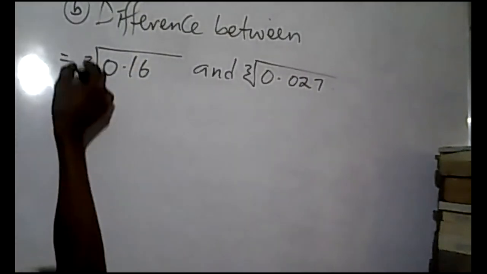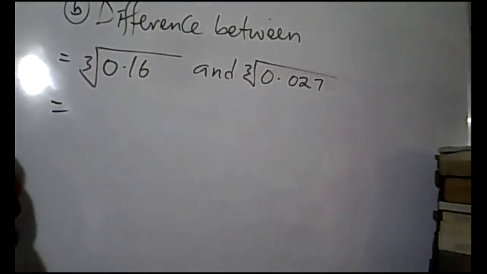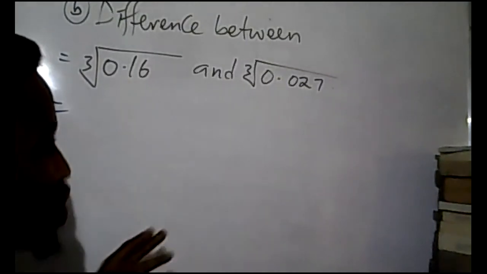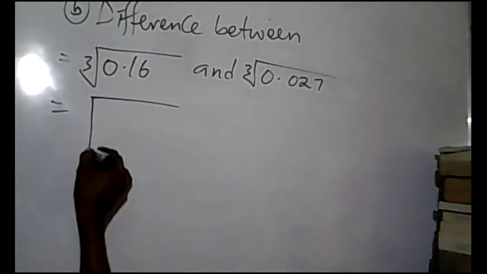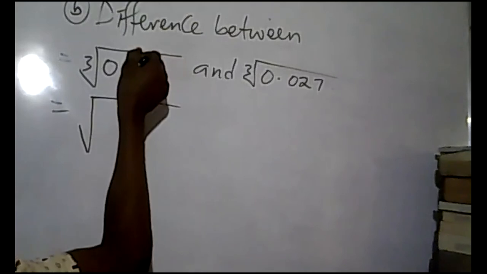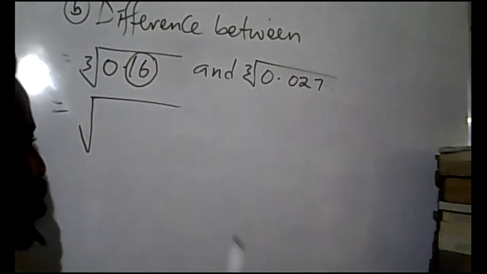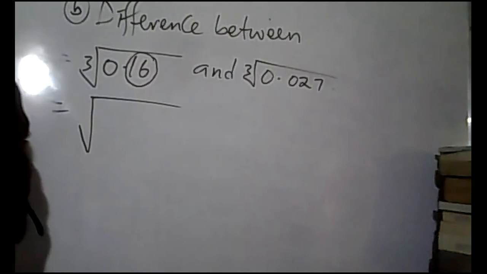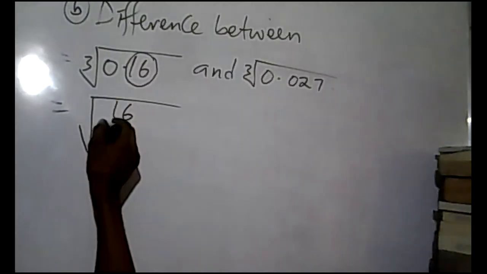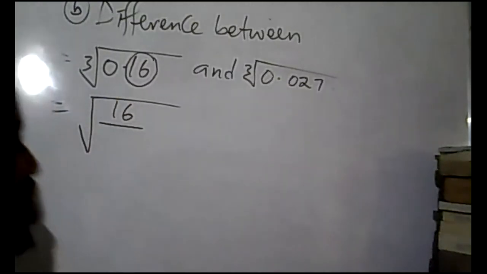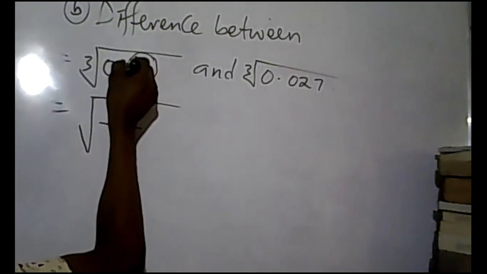The thing you're supposed to do here is, like I told you, first of all, change it to a fraction. How? First, write your whole number, your non-zero number. That's 1 and 6, that is 16. Now, how many digits do you have after this decimal point?